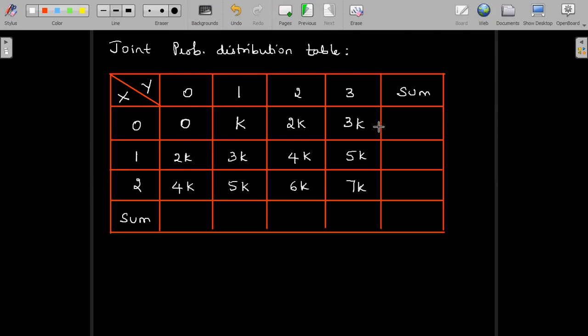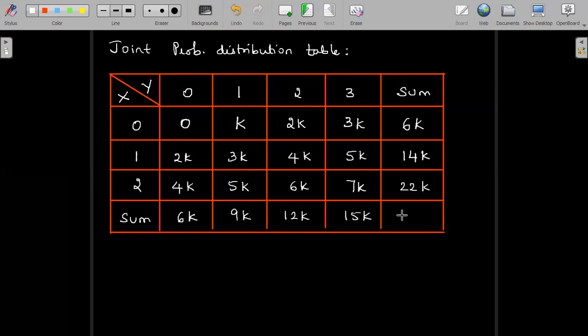Let us sum up row wise. Summing up row wise gives us f of xi values. So 0k, k, 2k, 3k gives us the sum as 6k here. Similarly here, 2 plus 3 plus 4 plus 5 gives us the sum as 14k. And in the next row, when we sum up, it is equal to 22k. Column wise, let us sum up all the values. So 0, 2, 4 gives us 6k, then 9k, and similarly 12k, and the last will give us 15k.